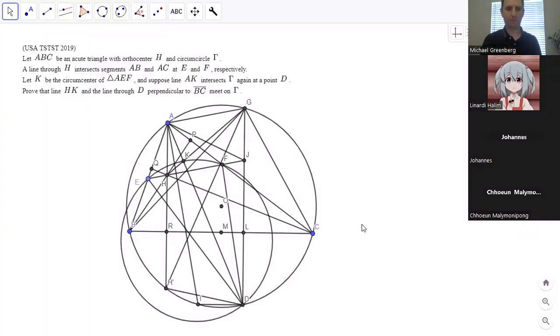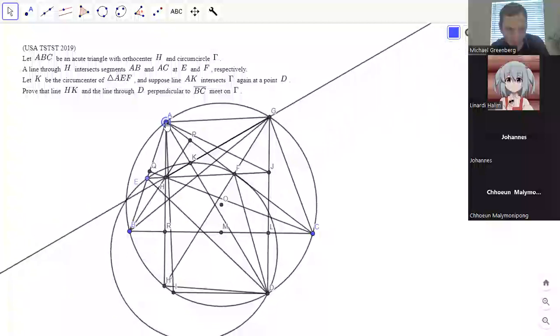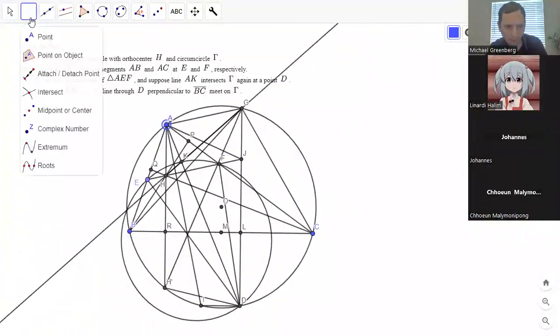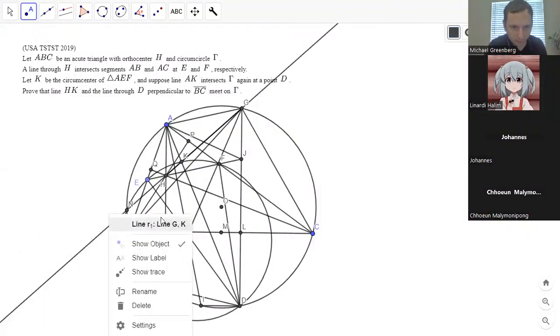All right, so let's see. So if K is the circumcenter, then I think we can show this is cyclic right here. And then from there, oh, these concur. I think this is the key to the problem. So I think if we could show that these concur, I think that might do it.